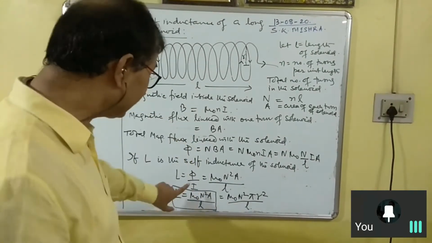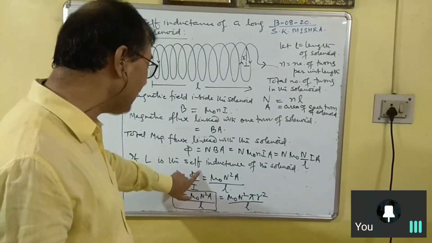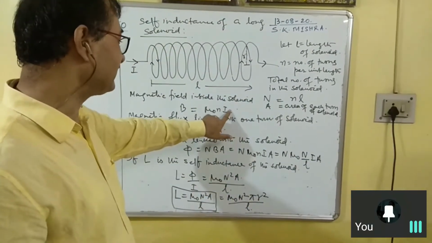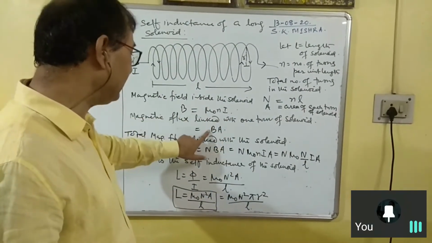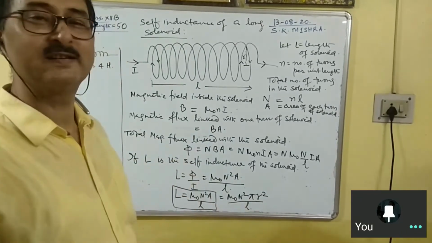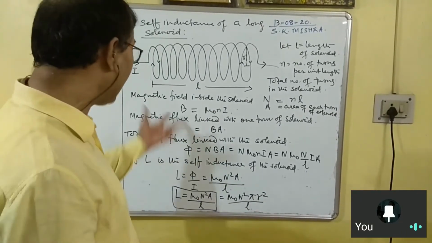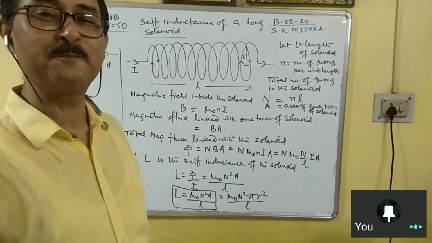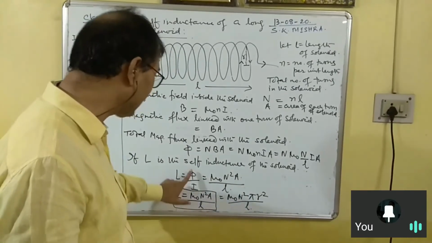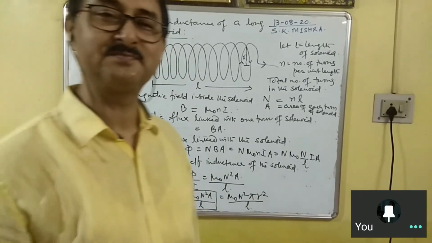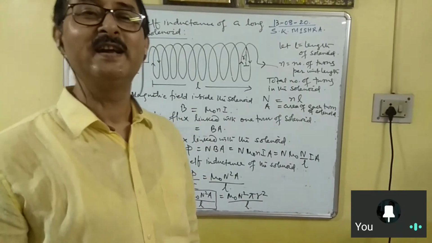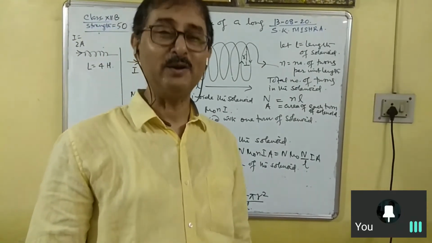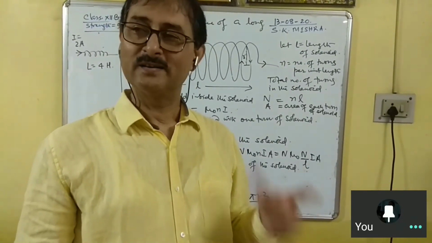If you increase I, automatically phi will increase, because increase in I will increase B. If B increases, flux increases. So I and phi are directly proportional. If I becomes 4 times, flux also becomes 4 times. Self-inductance is independent of the value of current flowing through the solenoid.